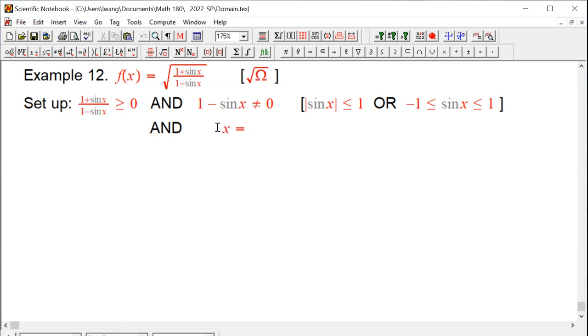So x not equal to pi over 2 plus 2k pi. So the not equal to 0 issue is resolved. And then we're going to focus on solving this inequality. Okay, so now we're going to solve this inequality.